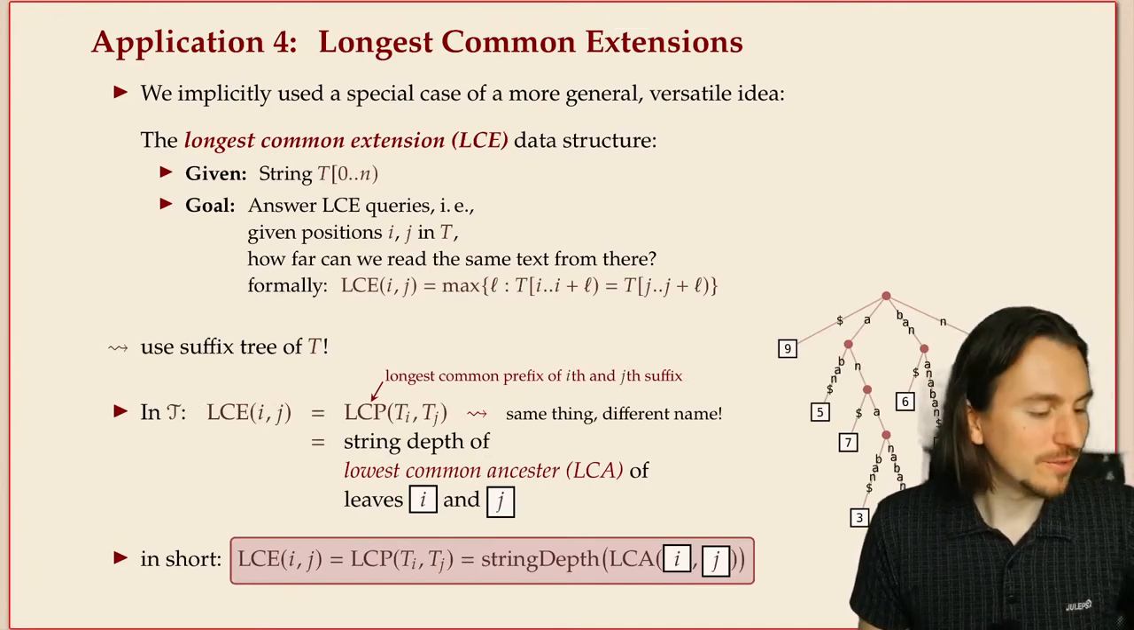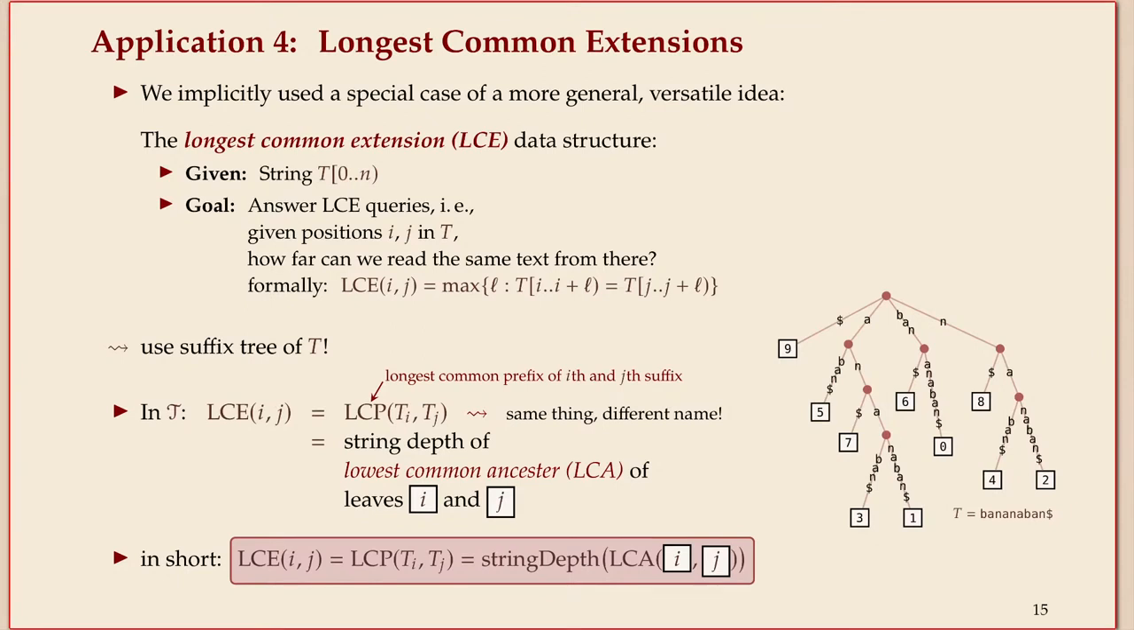It turns out the information we need to solve this problem is already contained in the suffix tree. Clearly, any two positions in T correspond to a suffix starting at this position. So the longest common extension of I and J in T is nothing but the longest common prefix of two suffixes, namely the suffixes starting at I and J. Again, if you look at this picture, if you take the suffix starting here and the second suffix starting here, clearly the longest prefix that these two suffixes both have in common is nothing different than this longest common extension. It's just a different way of asking for it.